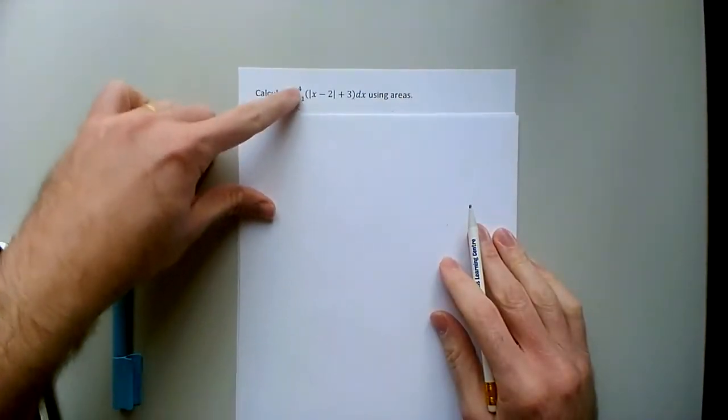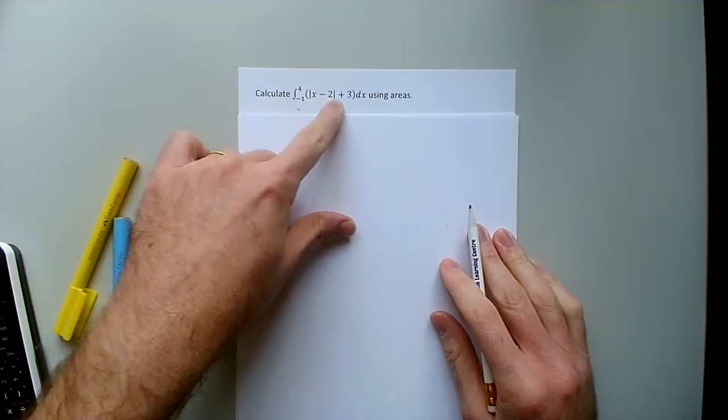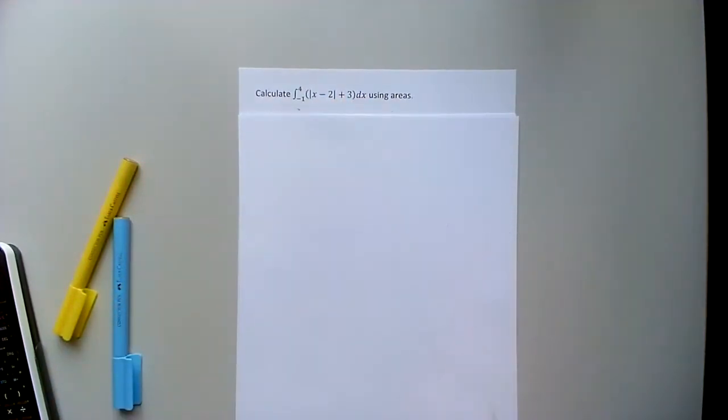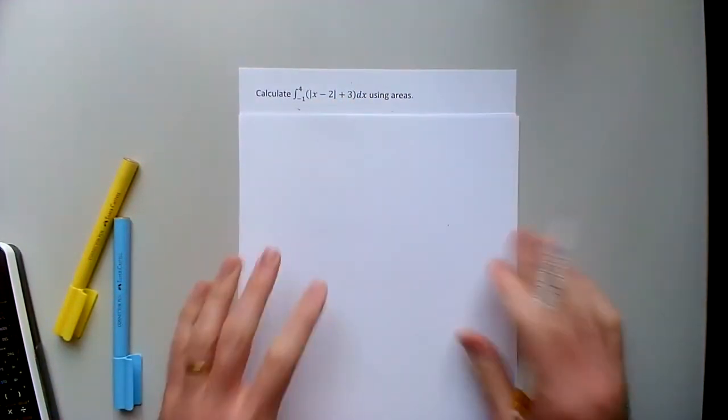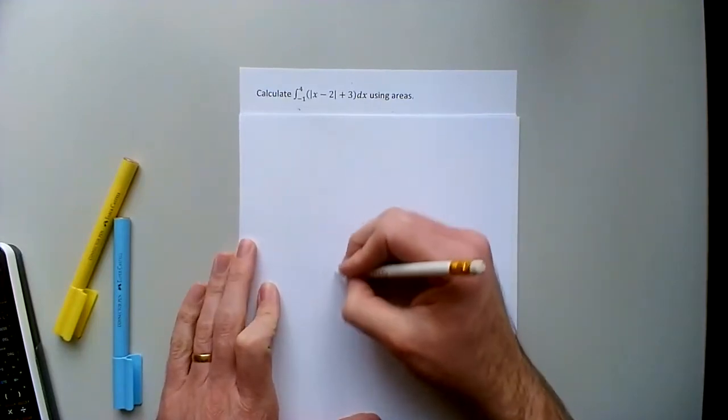Calculate the integral from -1 to 4 of the absolute value of x minus 2, plus 3, dx using areas. Okay, if I'm using areas, I'm going to have to sketch this thing.